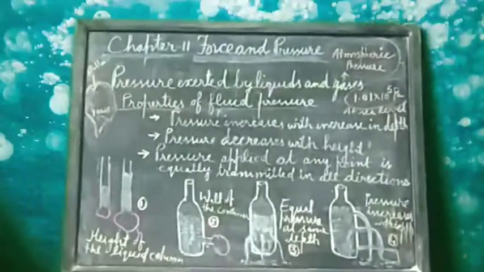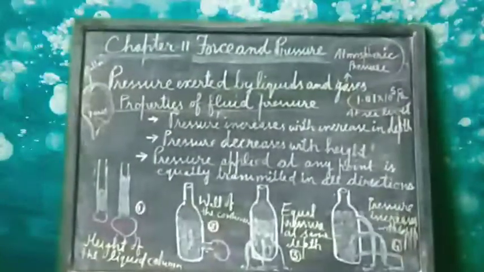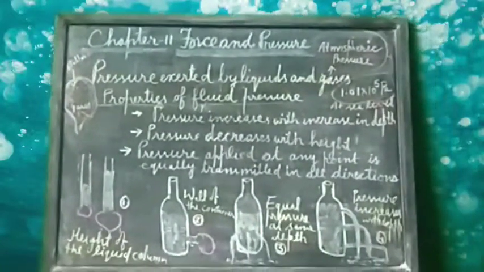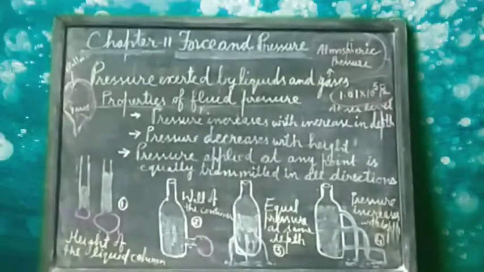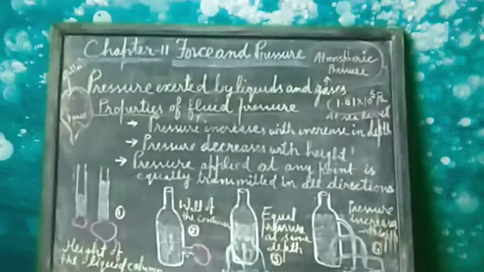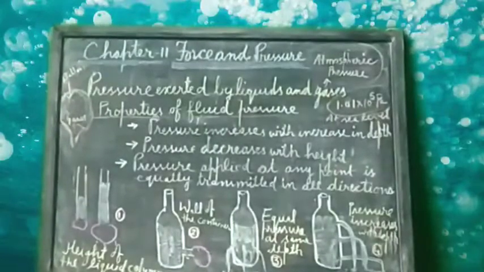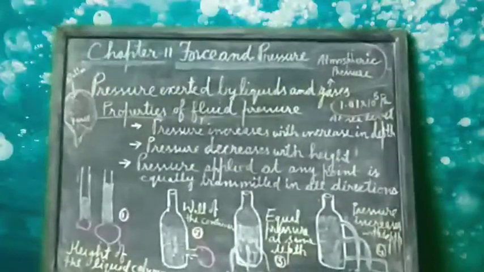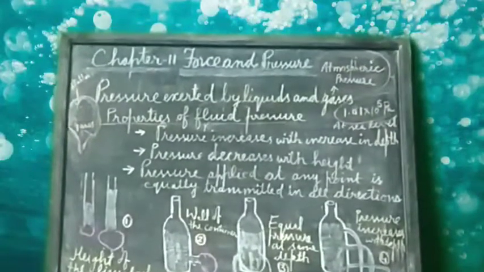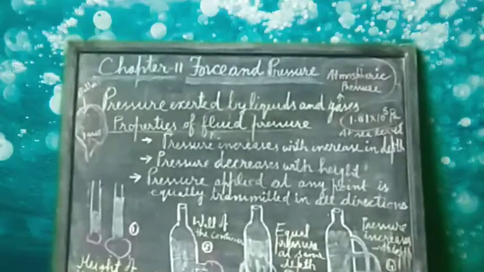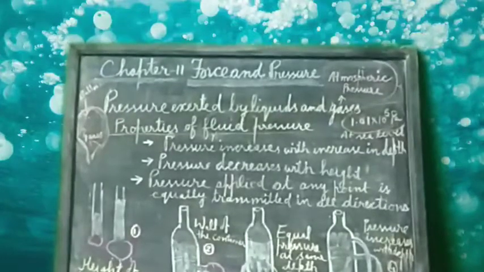So I think you have understood the different effects of atmospheric pressure. Atmospheric pressure decreases with altitude. Atmospheric pressure is maximum at sea level, but as we go to higher altitude, it decreases, and the effects of this decrease in atmospheric pressure I have just discussed in different ways.